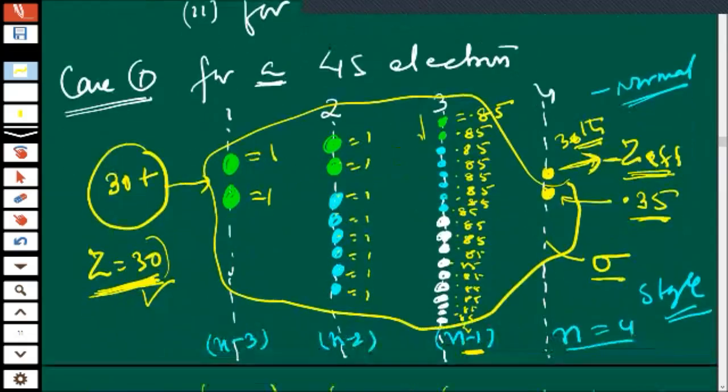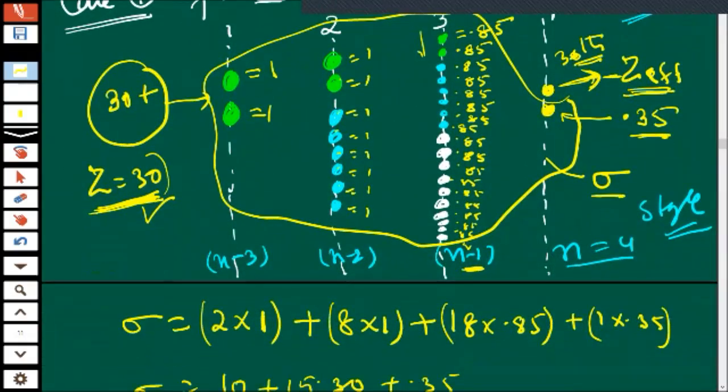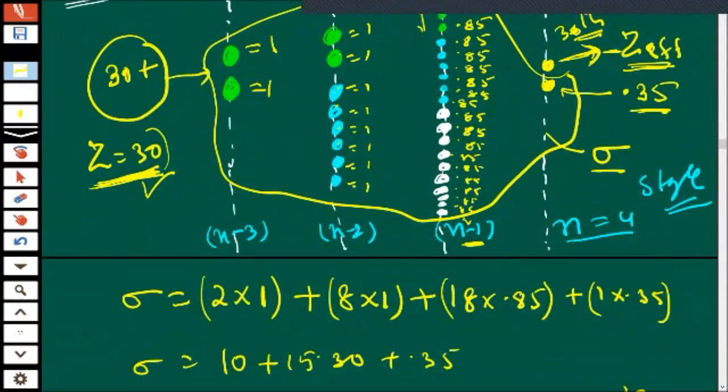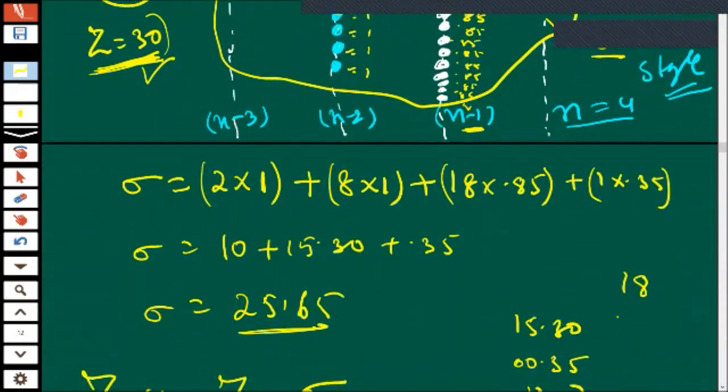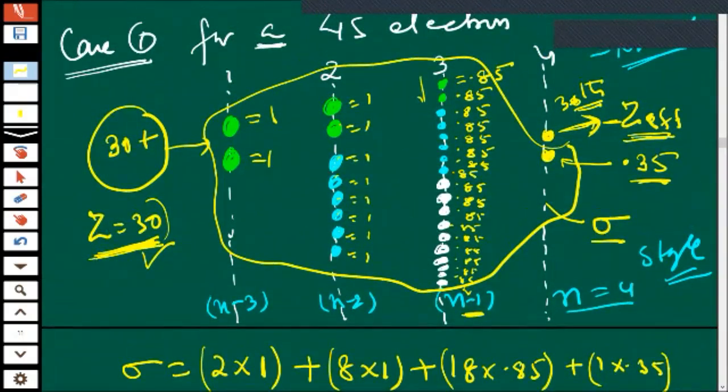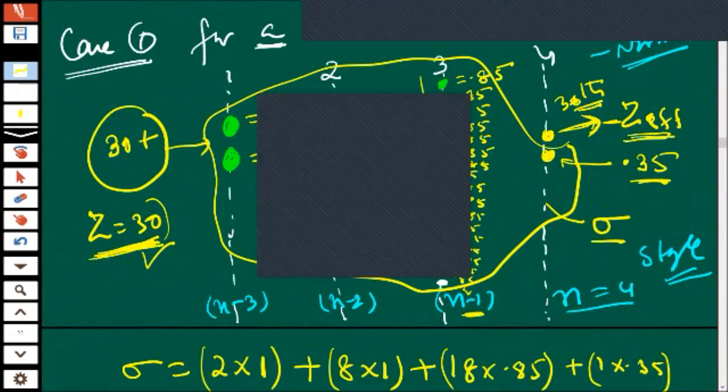Everybody understood, children, this way? Okay. This is known as Slater's rule. I will give you the statement of Slater's rule also.